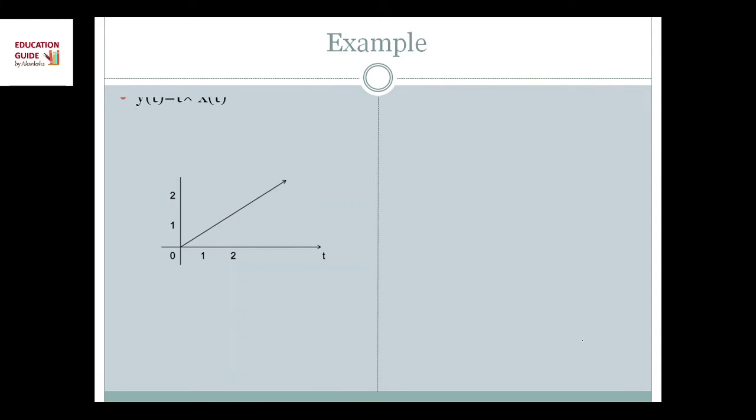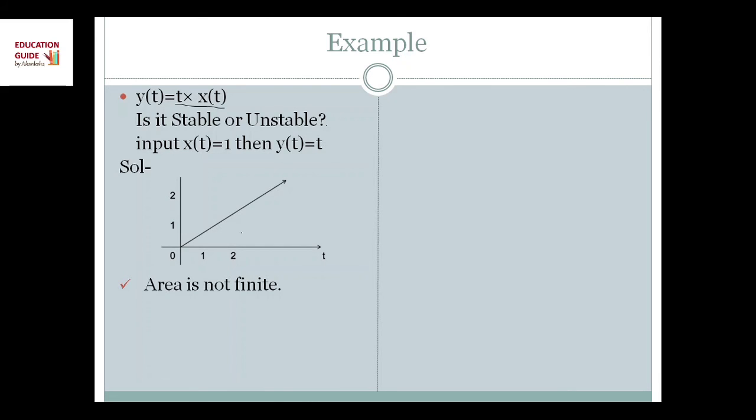Next example is y(t) = t x(t). Is it a stable or unstable system? Input x(t) is equal to 1. Then y(t) is equal to t. We draw the y(t) = t graph. Area is not finite, it tends to infinity. So it is an unstable system.